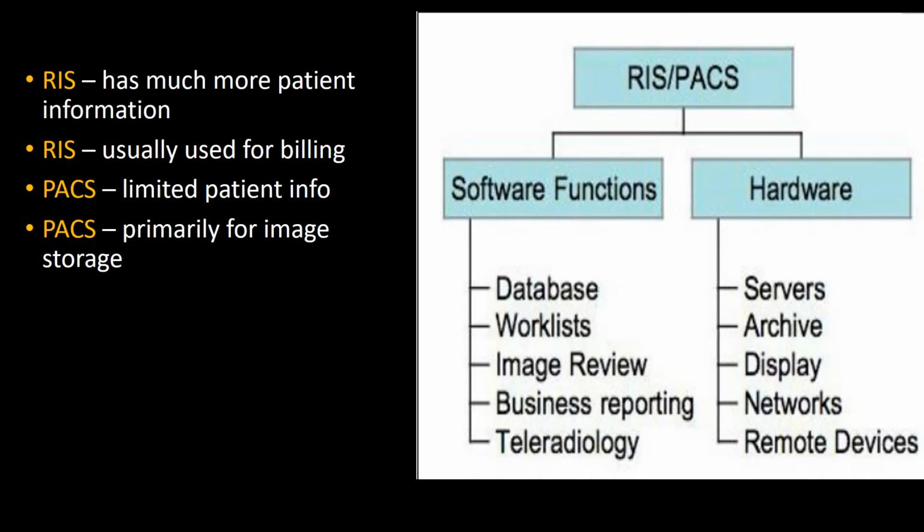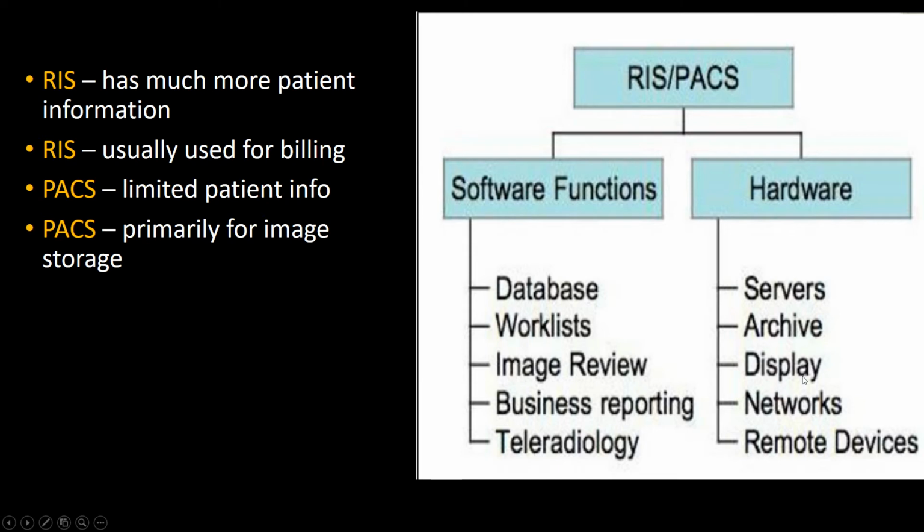All right, so the RIS. The RIS has much more patient information than the PACS. The PACS has limited patient information and is predominantly utilized for imaging. The RIS is usually needed for billing someone, and the PACS is obviously the main place for image storage. There are hardware components to all of these things. You need servers or just computers. You need archive, especially for PACS systems, for old images, because they're such data hogs.